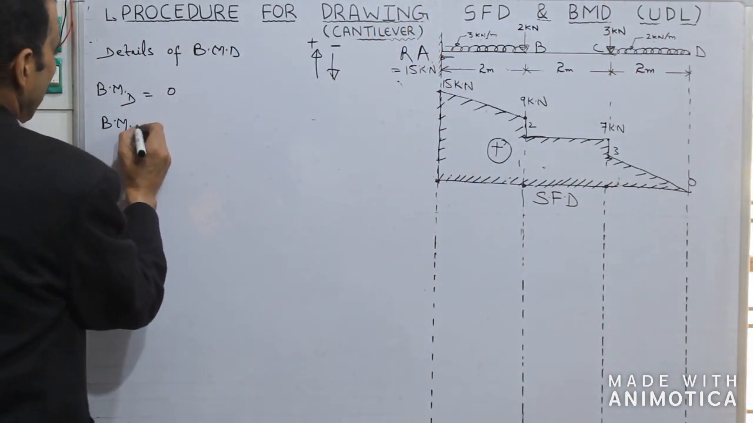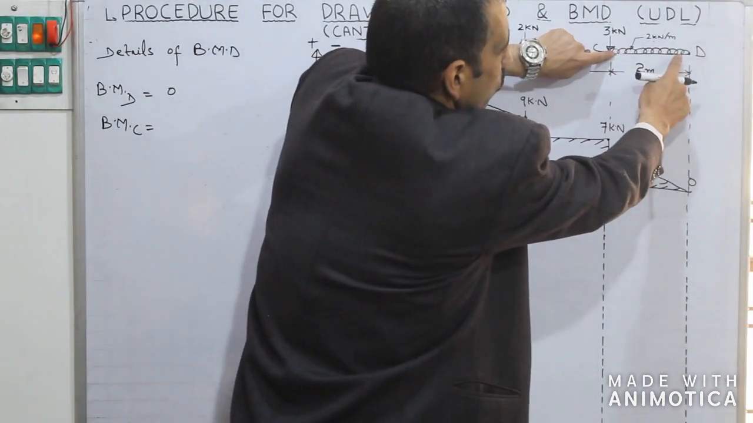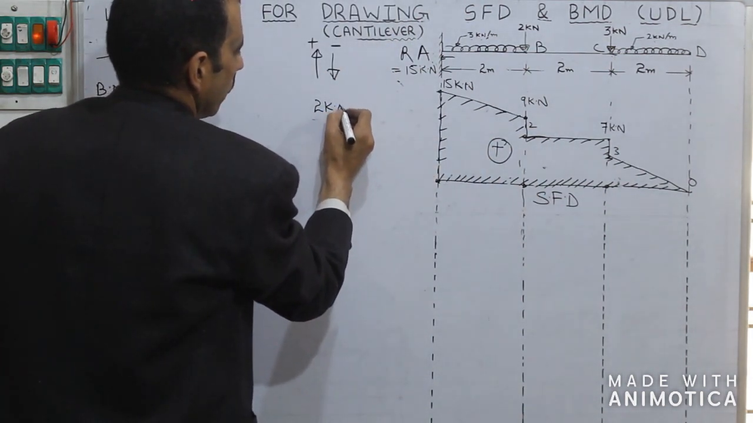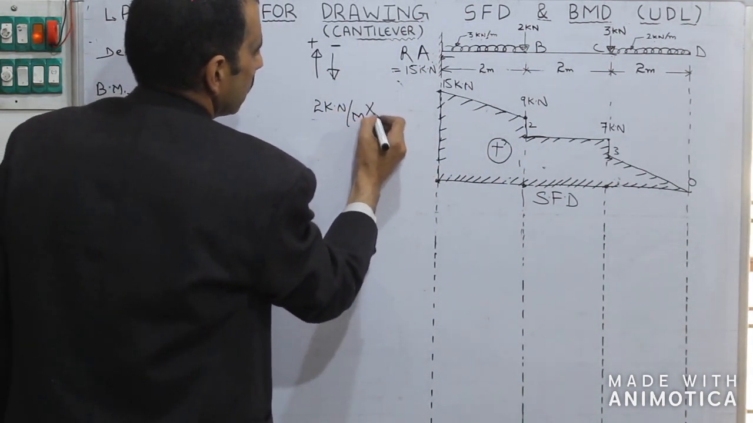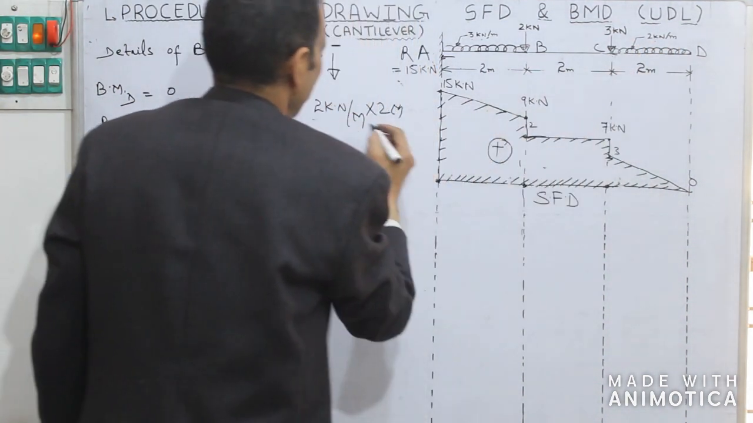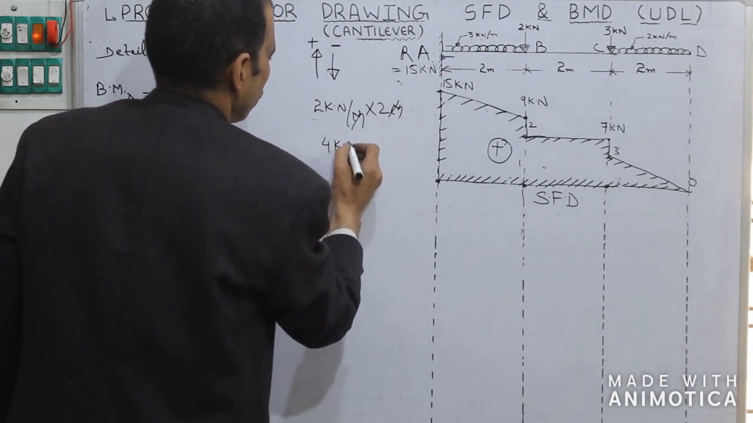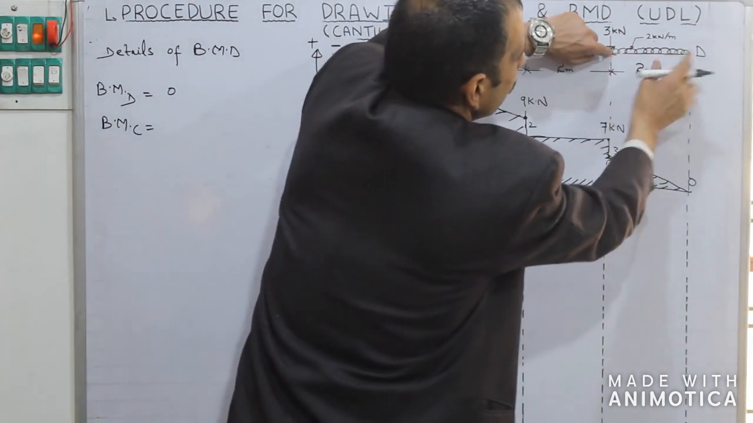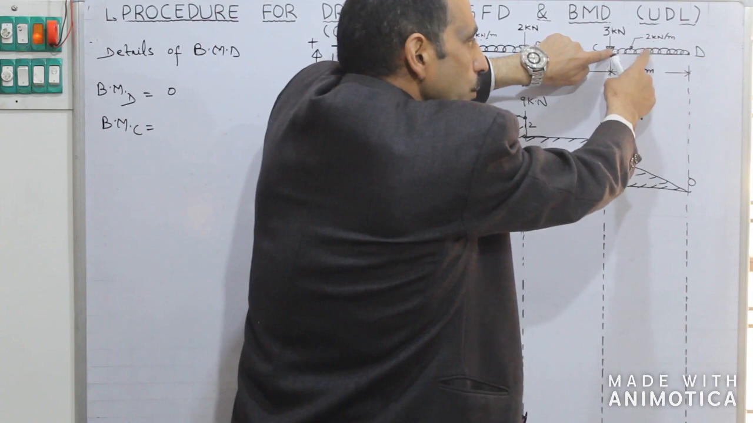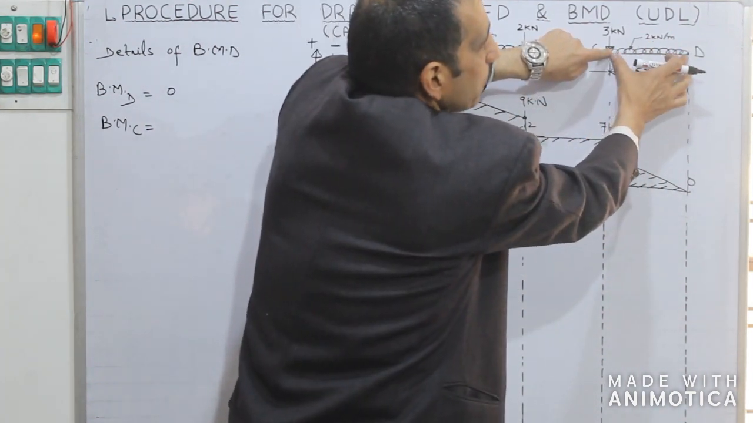Bending moment at C. What I will do here is convert this UDL into a point load. How will we convert? 2 kilonewton per meter, at a distance of 2 meters, right? Meter cancels. That is 4 kilonewton. It will act at the center of this portion. Remember this point: I converted the UDL into a point load and the point load will act at the center of that particular portion.